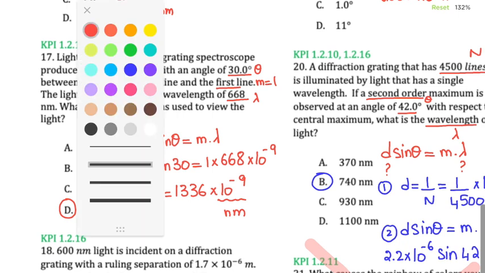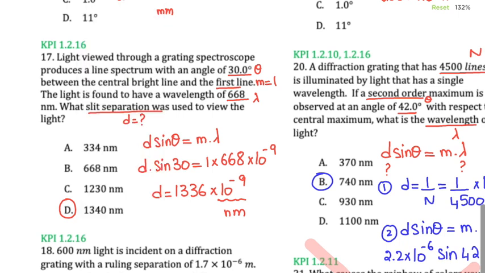So we have light that is viewed through a grating spectroscope. I've got the angle, I've got the first order, I've got the wavelength, I need the slit separation. So I'll apply my equation. I will end up having d equals 1336 nanometers.